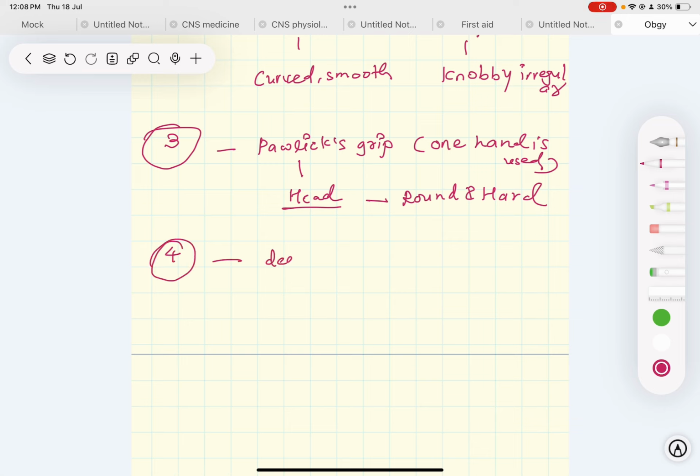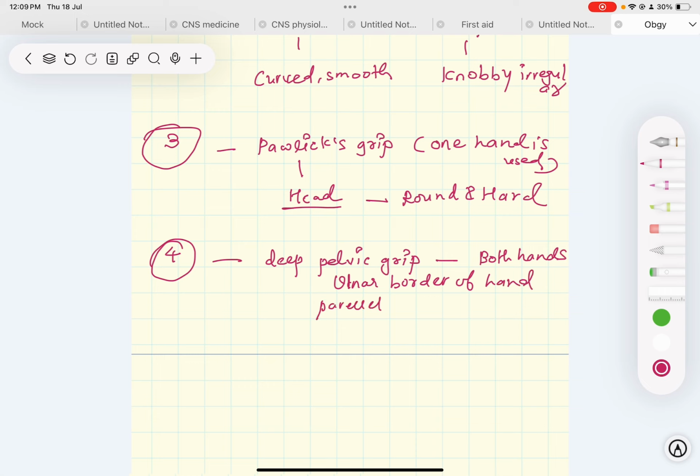Now fourth is deep pelvic grip. In this we are facing the feet of the patient, and we are using both hands. Now in this we place the ulnar border of the hand parallel to the inguinal ring.